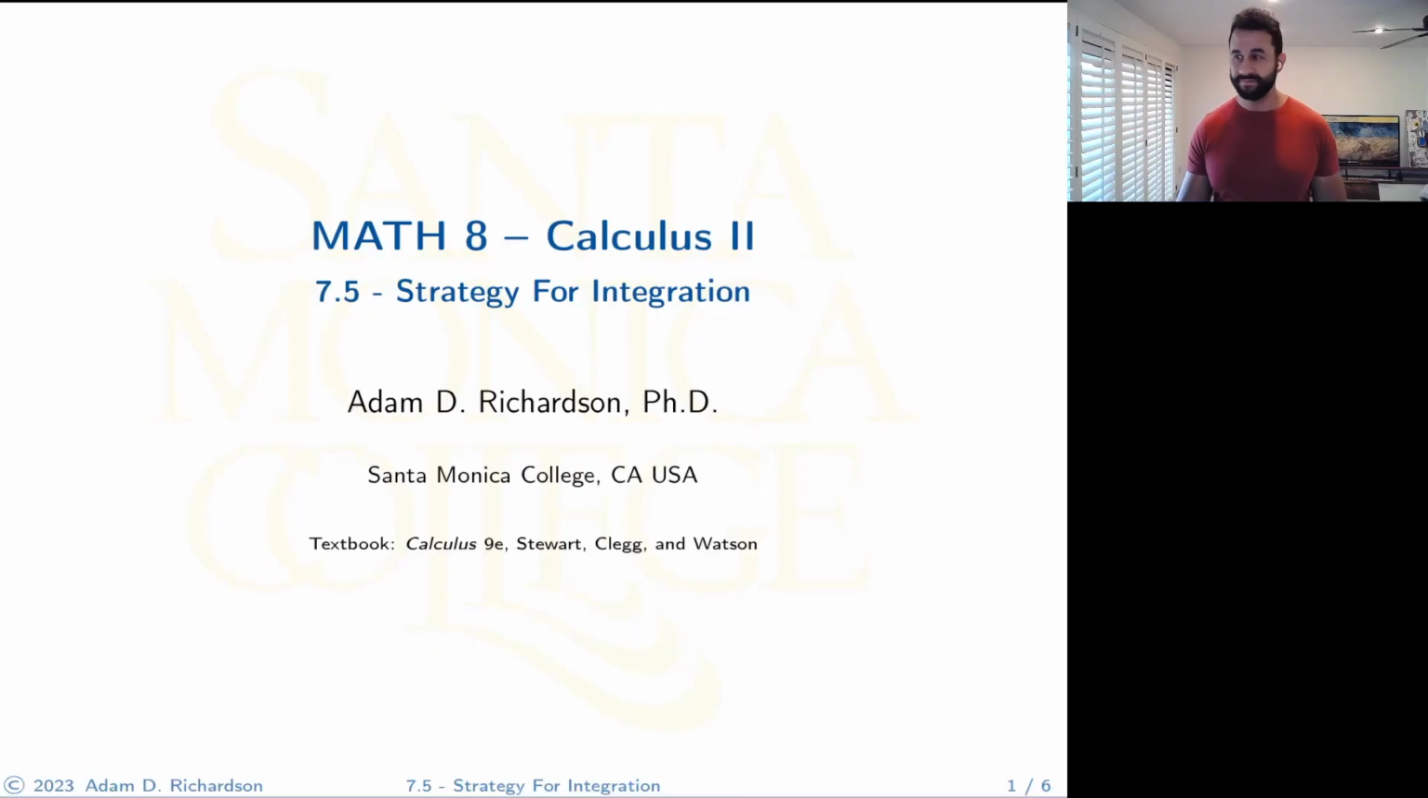Today's lecture is actually going to be a very, very short one. We're doing section 7.5, which is all about strategy for integration. But the good news is you've already learned all the integration techniques that we're going to learn in this course. So we had integration by parts, trigonometric integrals, trigonometric substitution, and partial fraction decomposition. Now we're just going to briefly talk about some strategies, but there's really not that much to cover, as you're going to see. So let me get the slides and we'll get started.